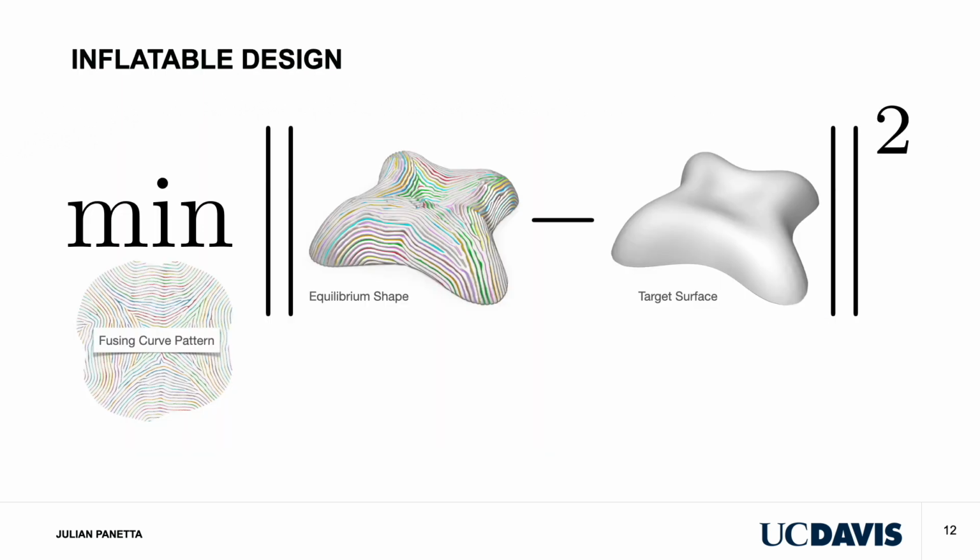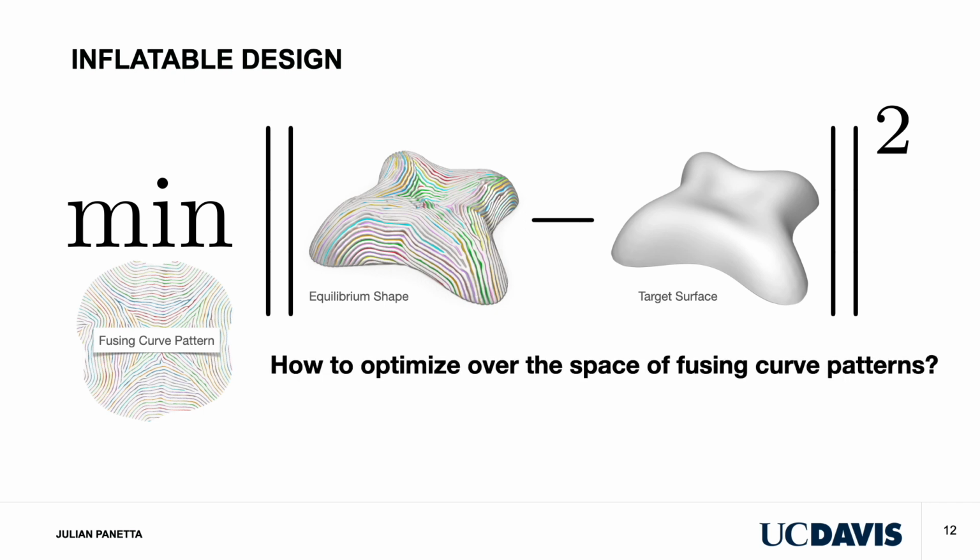Using this physical simulation, we can pose our design problem as minimizing the deviation between the inflated shape and the target surface. However, it is not obvious how to optimize over the diverse space of fusing curve patterns with different topologies and shapes. We will use gradient-based optimization to tightly fit the inflated structure to the target, but to be effective, this requires a reasonably good starting point and crucially a known curve network topology.